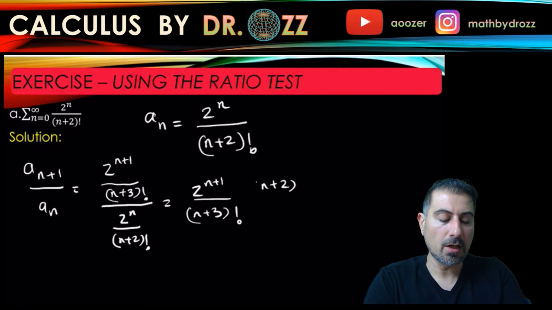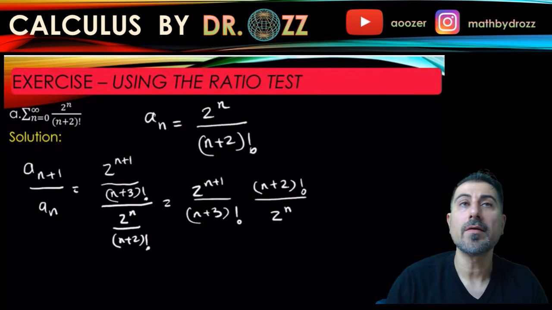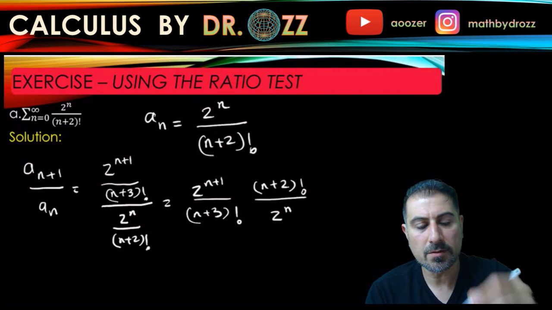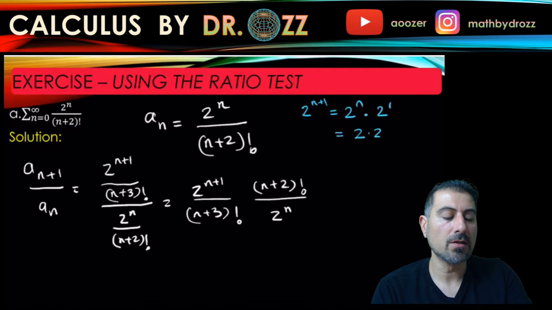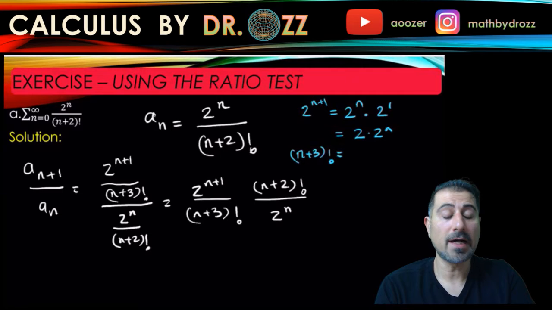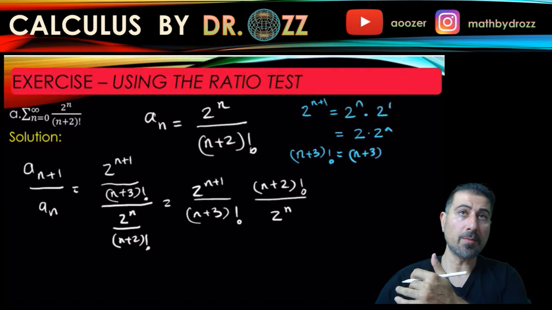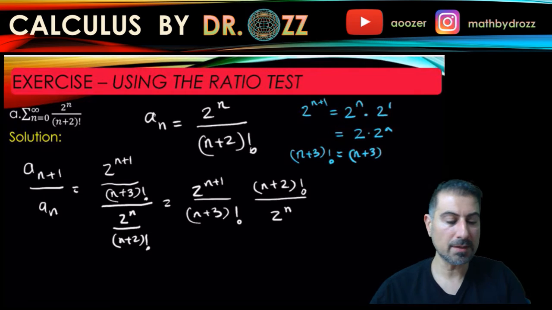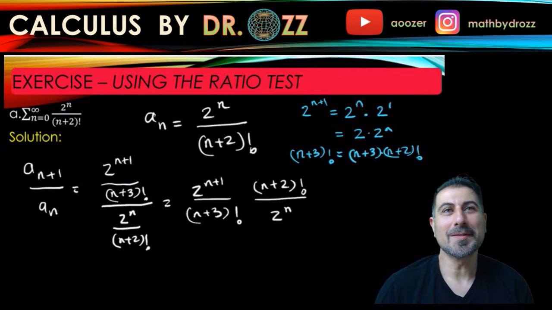At this moment, you are using a lot of algebra for cancellation, so you better remember the definition of the factorial. There are two things here to simplify this expression. One is that 2 to the n plus 1 can be written as 2 to the n times 2 to the 1, which is in fact 2 times 2 to the n. Also, n plus 3 factorial is n plus 3, going all the way to 1, so you take the product of all integers from n plus 3 to 1, but starting from n plus 2 to 1, it's n plus 2 factorial. So n plus 3 factorial is just n plus 3 times n plus 2 factorial.